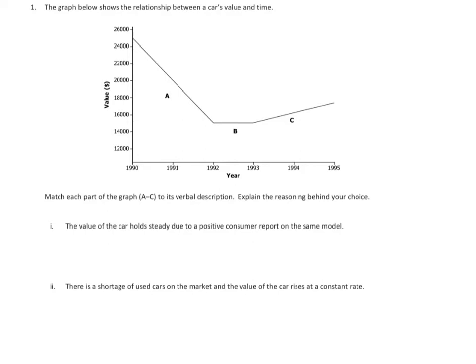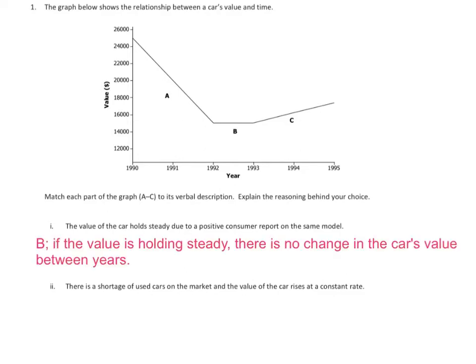Part 1. The value of the car holds steady due to a positive consumer report on the same model. The part of the graph which represents that the value of the car is holding steady due to a positive consumer report on the same model is B. If the value is holding steady, there is no change in the car's value between years.